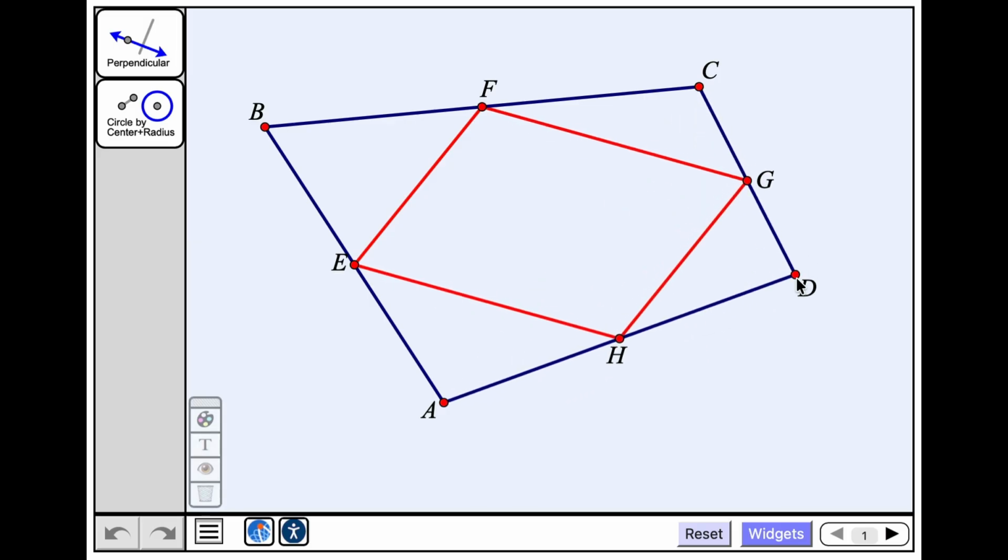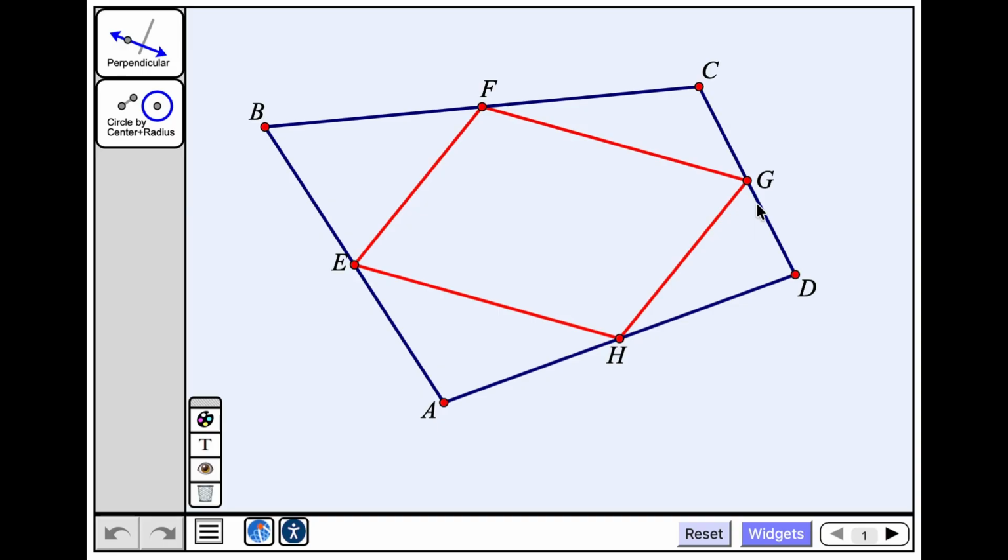Quite fascinating. Now we can prove this, and it involves constructing the diagonals of ABCD, so AC and BD, and using some very elementary geometry, we can show that FG is always parallel to BD, and EH is also parallel to BD. So therefore, these opposite sides of EFGH are parallel to each other. And we can do the same with the remaining two sides, EF and GH. But that's not really the goal of this video.